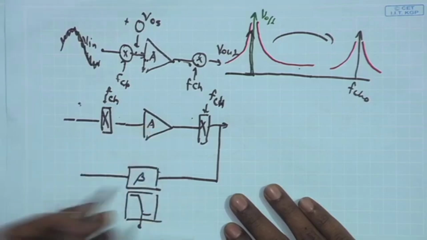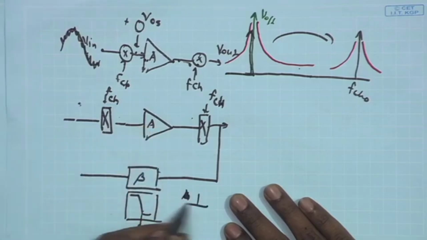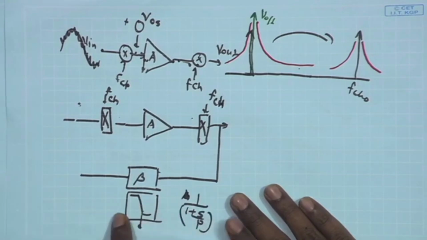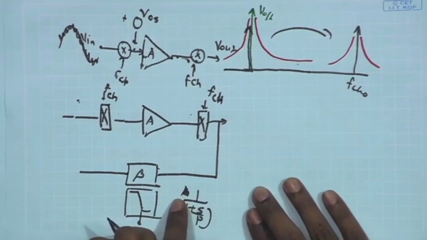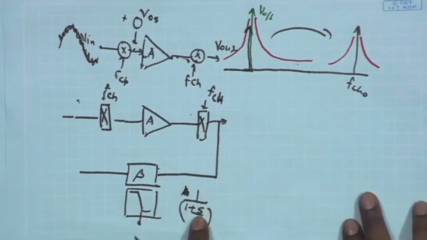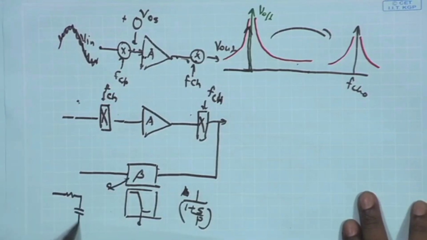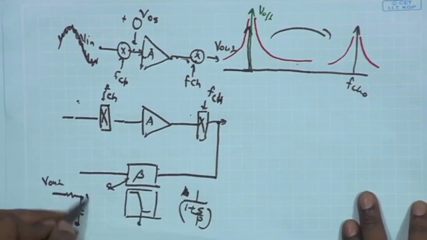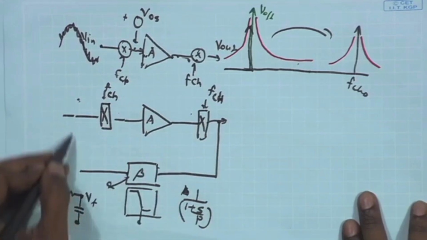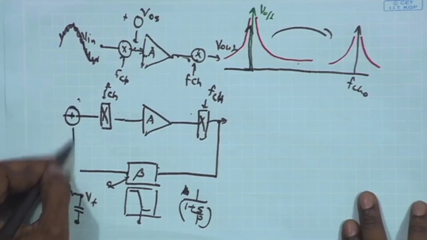So, I can represent it, suppose it is first order, as 1 upon 1 plus s upon p. It can be just an RC filter, right. So, for an RC filter this will be the transfer function, unity gain at low frequency, and at high frequency it is degrading. So, the signal output is coming here, and this is the feedback signal Vf, this is the output signal which I can subtract from the input.